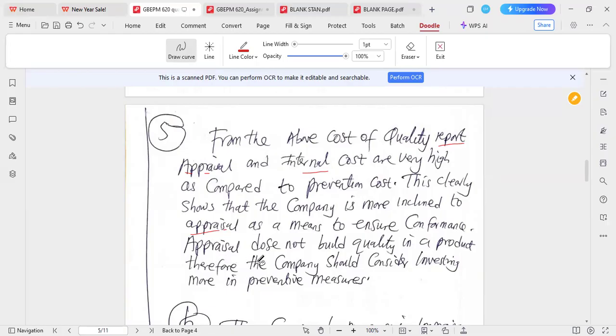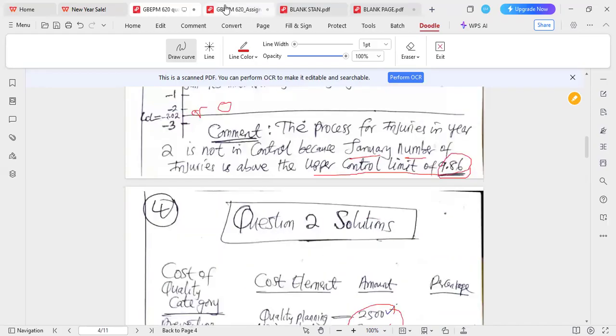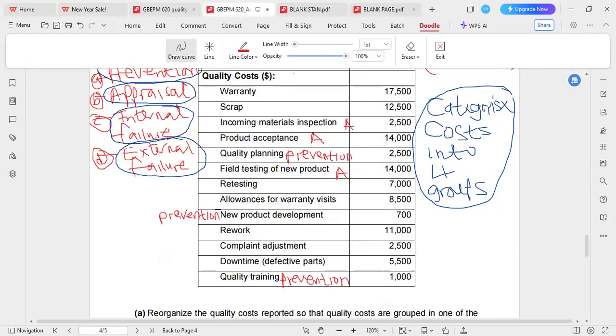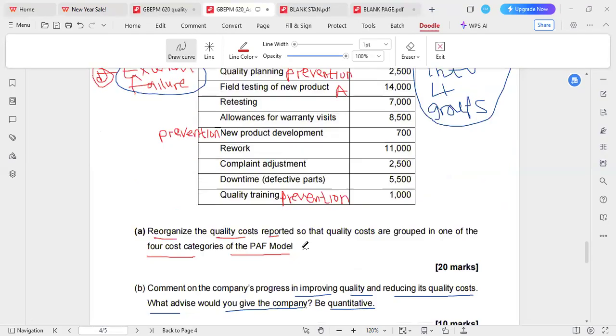Okay, the appraisal does not build quality in a product, therefore the company should consider investing more in prevention measures. So appraisal does not build quality in a product, okay? Therefore the company should consider investing more in preventive measures. So this is the kind of conclusion that we need to make from here. The question was saying, what conclusion can we give, or what advice can we give the company?